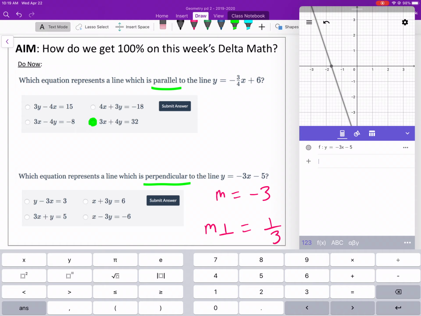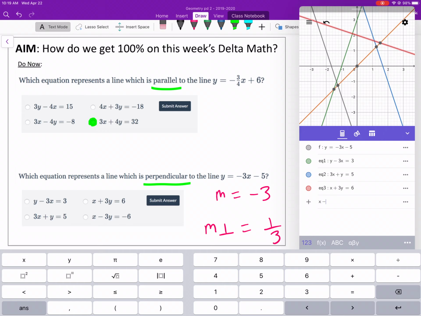See your initial line. Let's go through with our choices. Choice 1, y minus 3x equals 3. Not quite perpendicular. Below that, 3x plus y equals 5. Once again, close but not quite perpendicular. Next one. Not quite. And finally, x minus 3y equals negative 6.